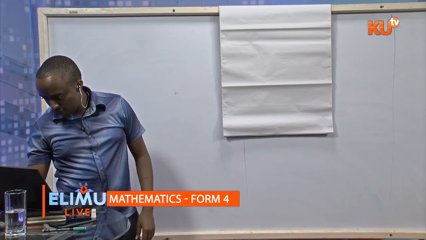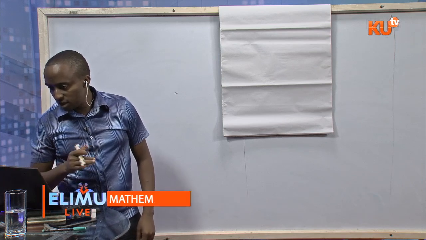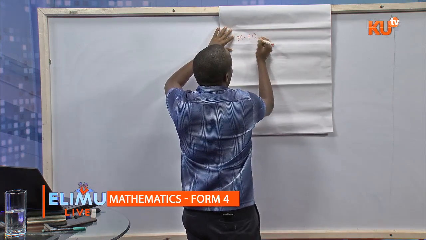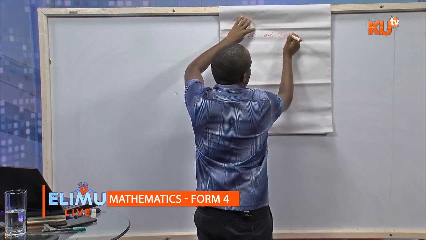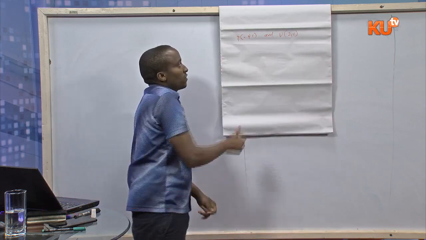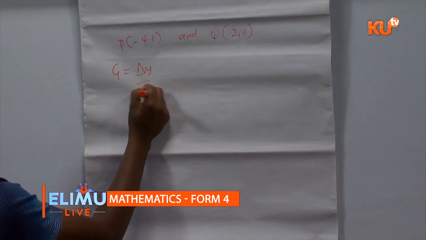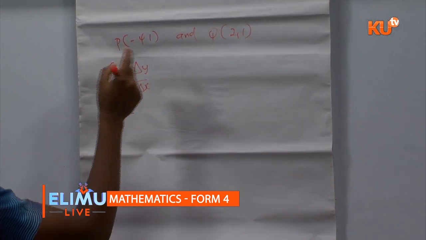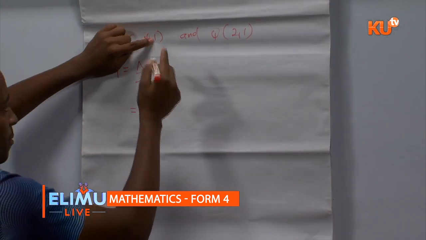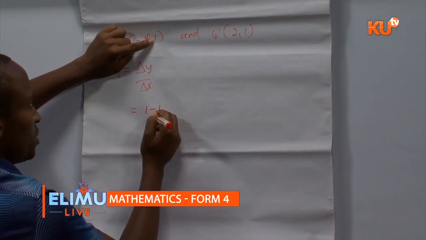So you are given the point. Let me do this one. Given the point P is (-4, 1) and point Q is (2, 1). We want to find the gradient and the equation of that line. The gradient is the change of y over change of x. The change of y, you can start from either. Let us start from this one. Change of y is 1 minus 1, which would be 0.